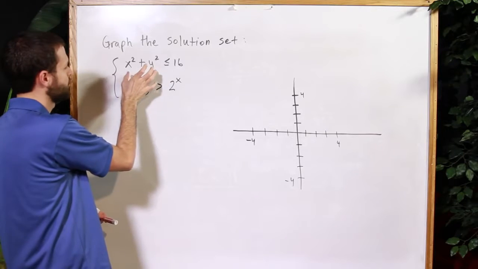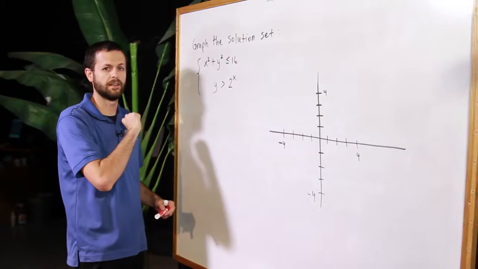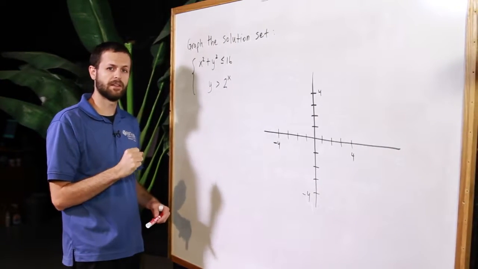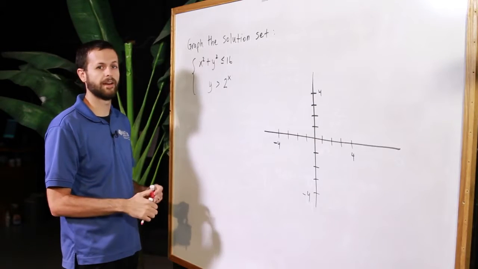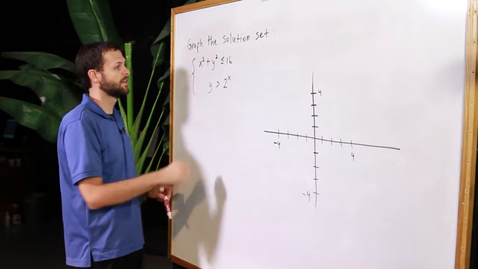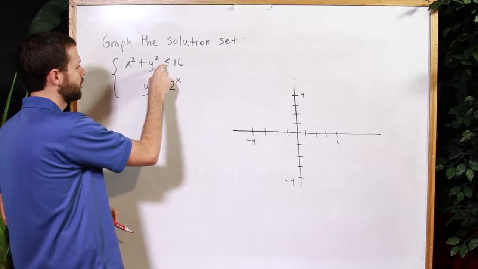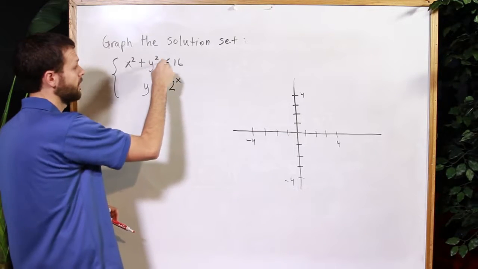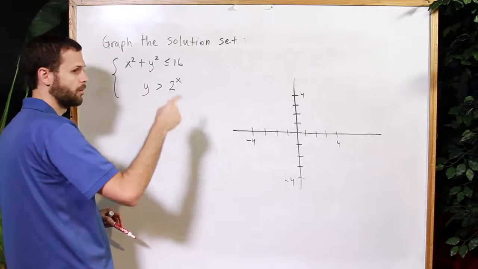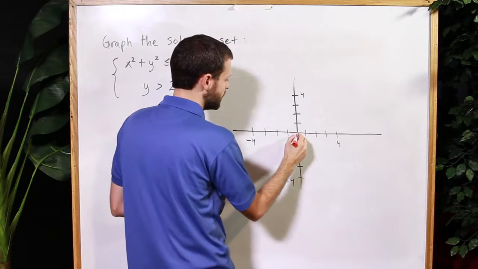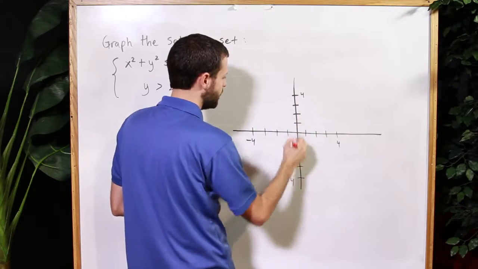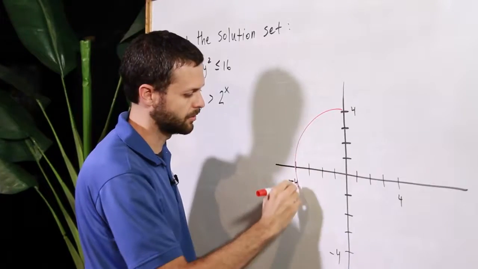Think first about x squared plus y squared equals 16. That is actually a circle centered at 0, 0 with radius 4. So I'm going to plot that circle first. Keep in mind that when we have a less than or equal to, or in fact a greater than or equal to, we will draw with a solid line as opposed to a dotted line. So centered at 0, 0, radius 4, and I get the following circle.